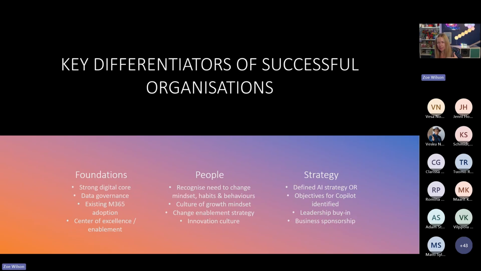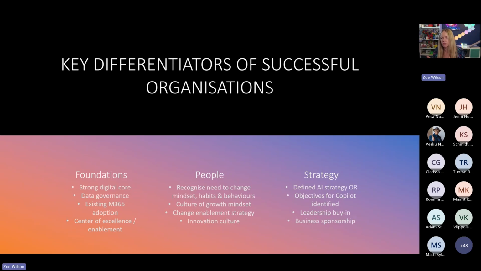For those organisations that have been most successful, it's important to have the right culture and mindset, and that's both at an individual level and an org level. There needs to be this culture of innovation. People need to recognise that they need to change their mindsets, their habits, and their behaviours. And then from a strategy perspective, there needs to actually be a defined and understood strategy for Copilot. And ideally, that should be part of a broader AI strategy.